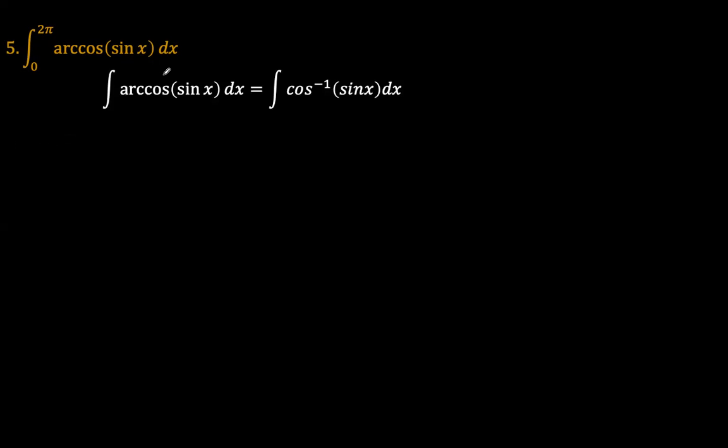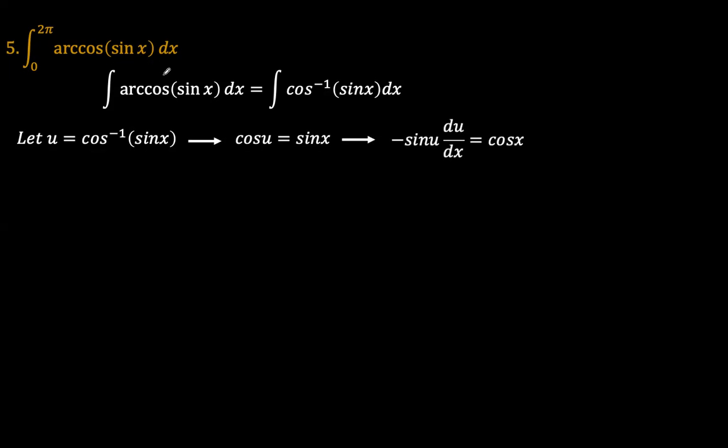And then problem number 5, which is the integral from x equals 0 to 2 pi of arc cosine of sine x. What I could do is let u be equal to arc cosine of sine x, and therefore cosine u is equal to sine x. So negative sine u du dx is equal to cosine x. And therefore negative sine u over cosine x du is equal to dx. And so we can integrate this.